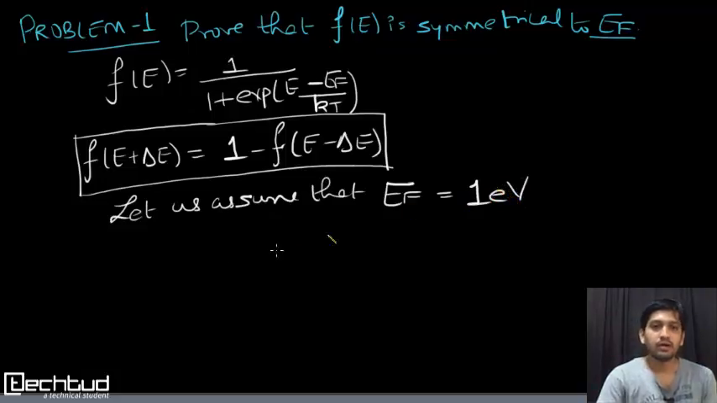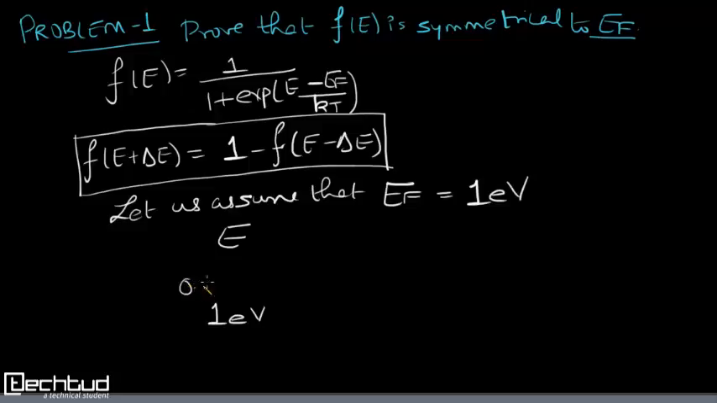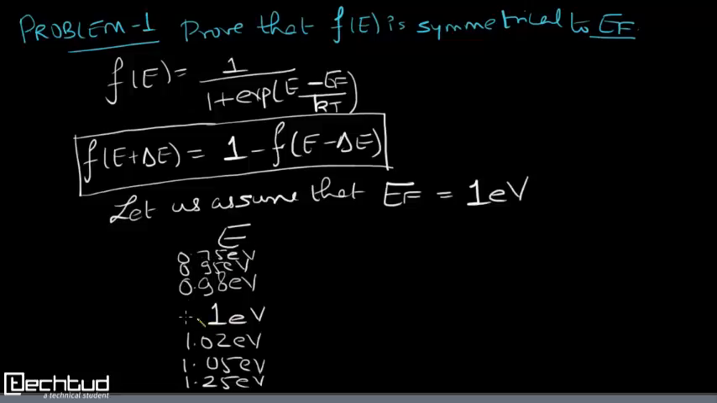Now put different values of E for this case. Let us say E is 1 electron volt, and symmetrical about EF. So let us say that E is now 0.98 electron volt and, maintaining the same symmetry, 1.02 electron volt. Suppose 1.05 electron volt, then this will be 0.95 electron volt, and suppose this is 1.25 electron volt, and let us say this is 0.75 electron volt. In this way, it is symmetrical with respect to 1 electron volt.